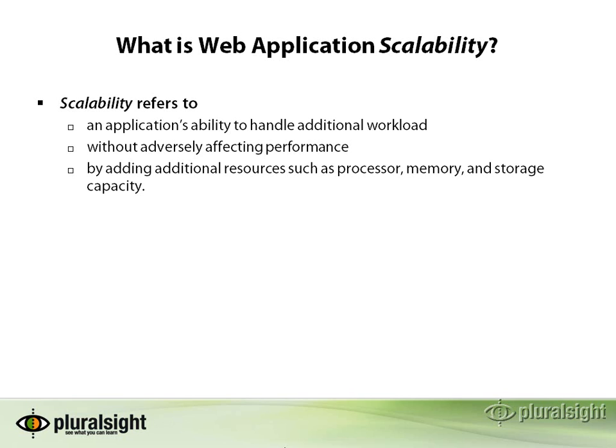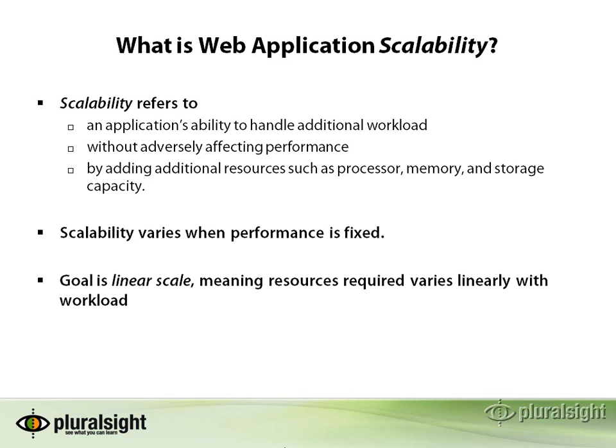Now, when we look at scalability, we want to fix performance so that the scalability of the application varies given a certain level of performance. The goal is linear scale. That is, we should be able to add additional resources, and with each linear addition of resources, we get an equal amount of additional workload that we are able to sustain.